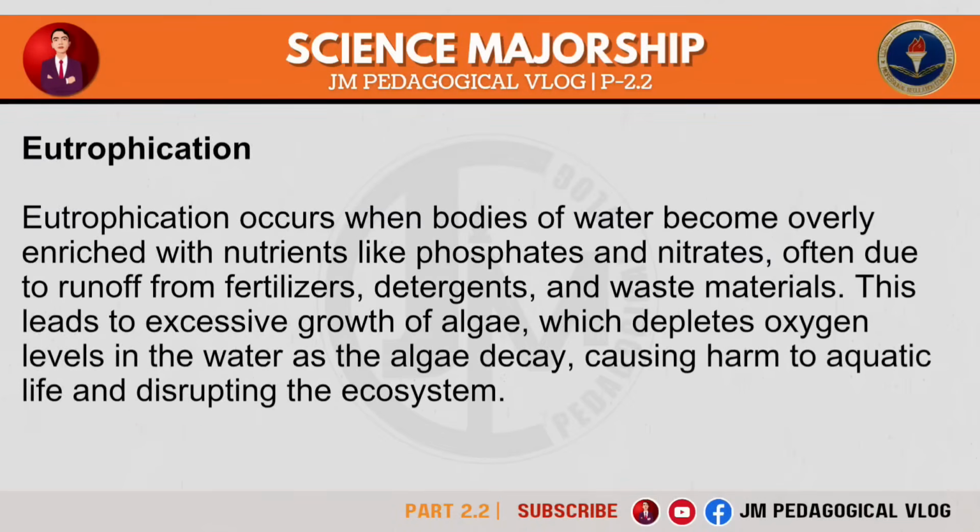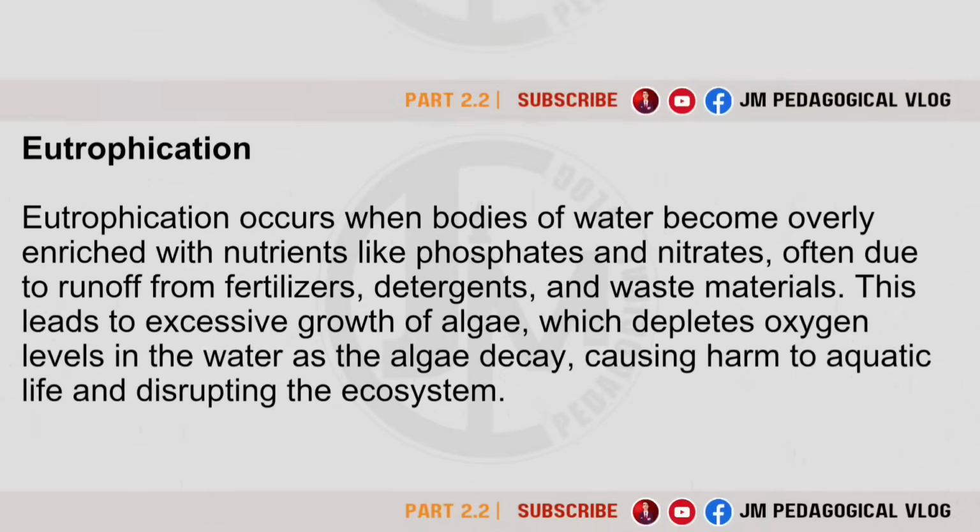Eutrophication occurs when bodies of water become overly enriched with nutrients like phosphates and nitrates, often due to runoff from fertilizers, detergents, and waste materials. This leads to excessive growth of algae, which depletes oxygen levels in the water as the algae decay, causing harm to aquatic life and disrupting the ecosystem.